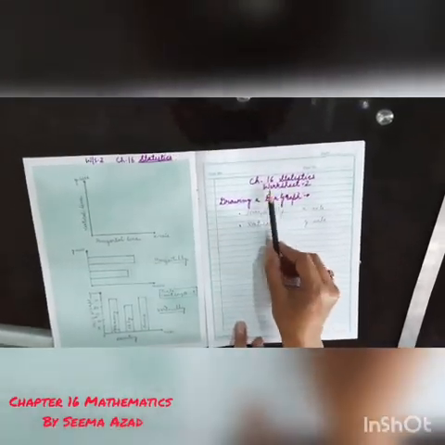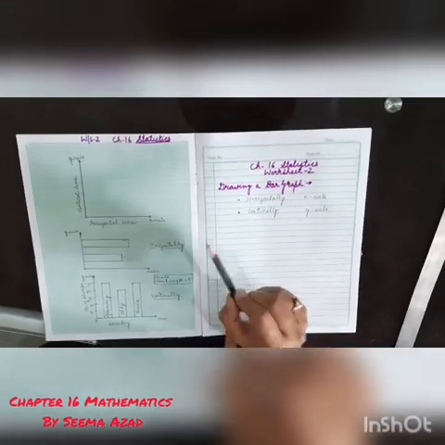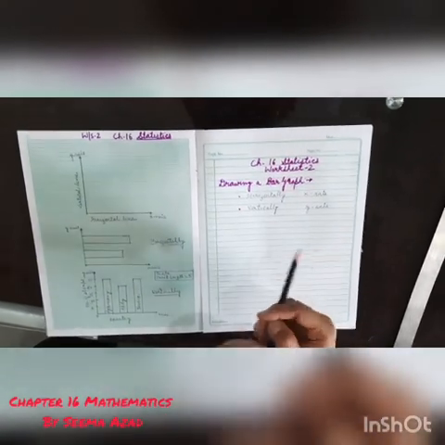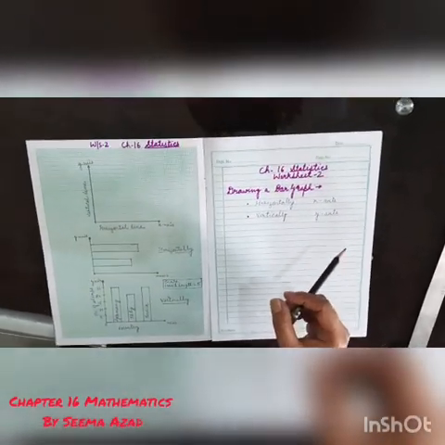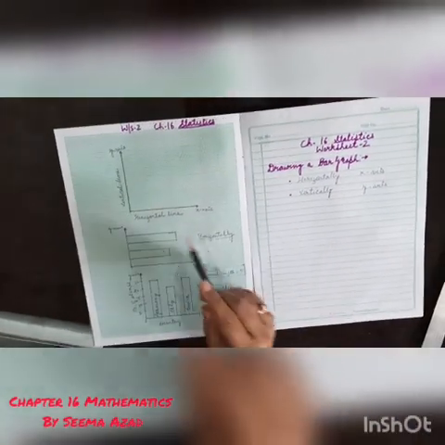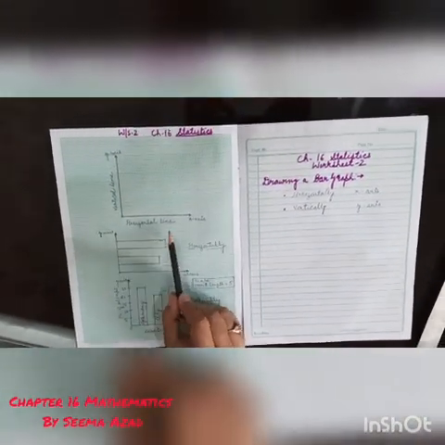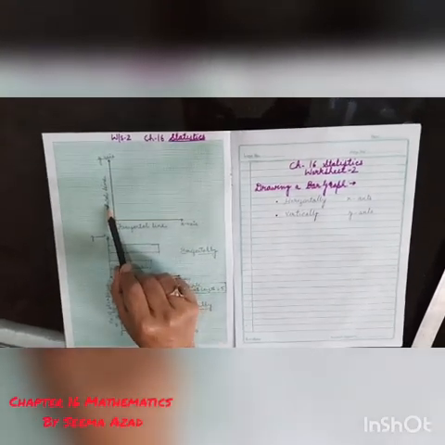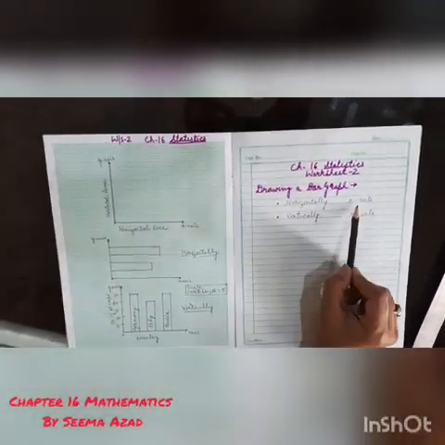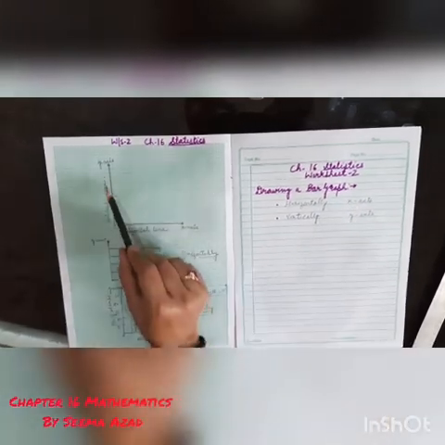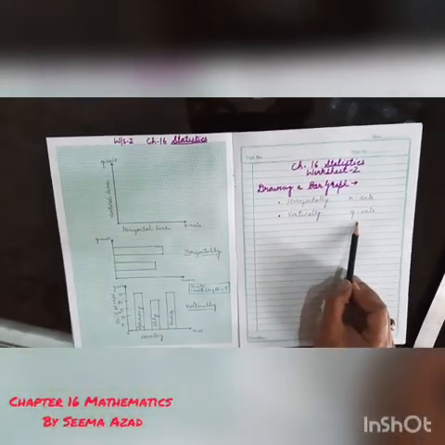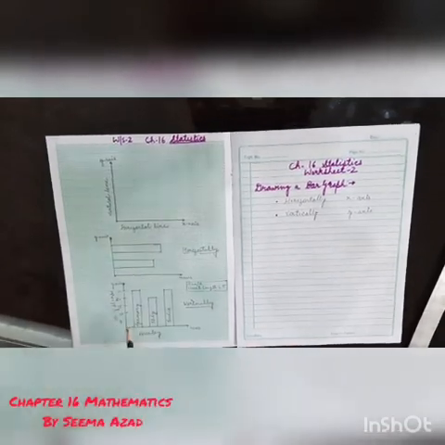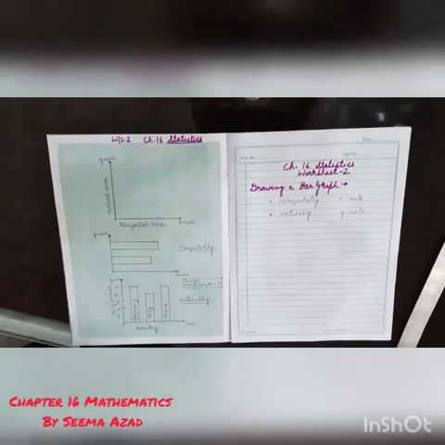As we are doing chapter 16 statistics, in the previous class we discussed the bar graph. How can we draw a bar graph? We can draw a bar graph in two ways, horizontally and vertically. The horizontal line represents the x-axis and the vertical line represents the y-axis. We can draw horizontally like this and vertically like this.